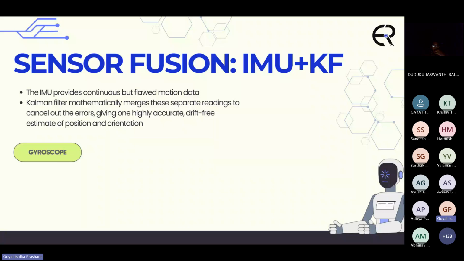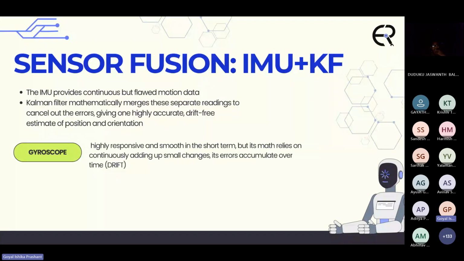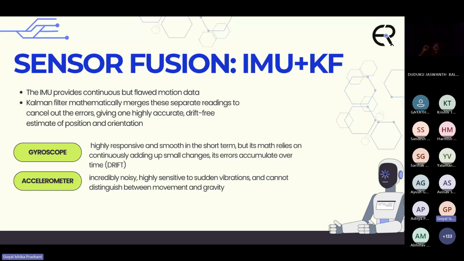First, we have the gyroscope. Now, this is highly responsive and it works very smoothly in the short run. But it creates very tiny errors, which over time accumulate to give us a significant amount of error. This is called the drift. Then we have the accelerometer. Now, this gives us very noisy data and it is highly sensitive to sudden vibrations. And because of the way that it is designed, it cannot physically distinguish between gravity and any sudden movement.